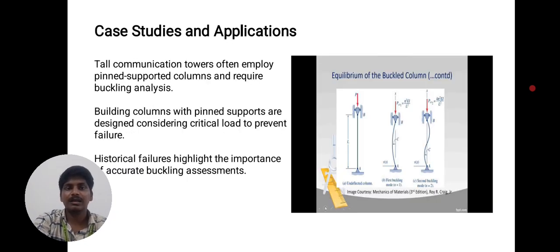Case studies and applications of critical loads. Tall communication towers often employ pinned support columns and require buckling analysis. Building columns with pinned supports are designed considering critical load to prevent failure. Historical failures highlight the importance of accurate buckling assessments.